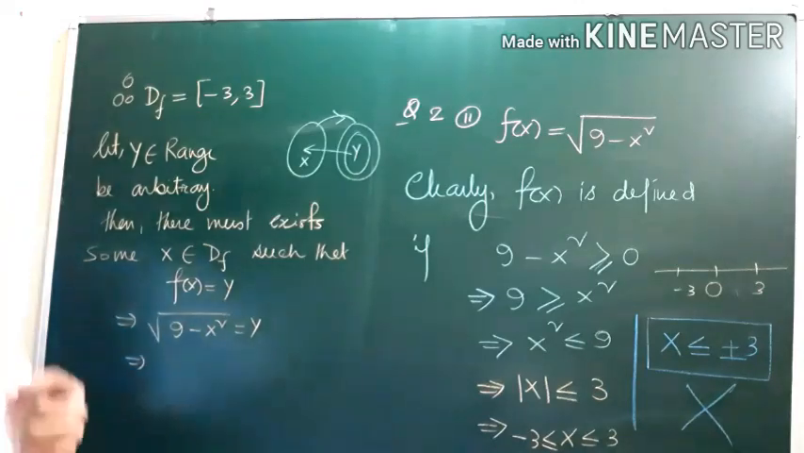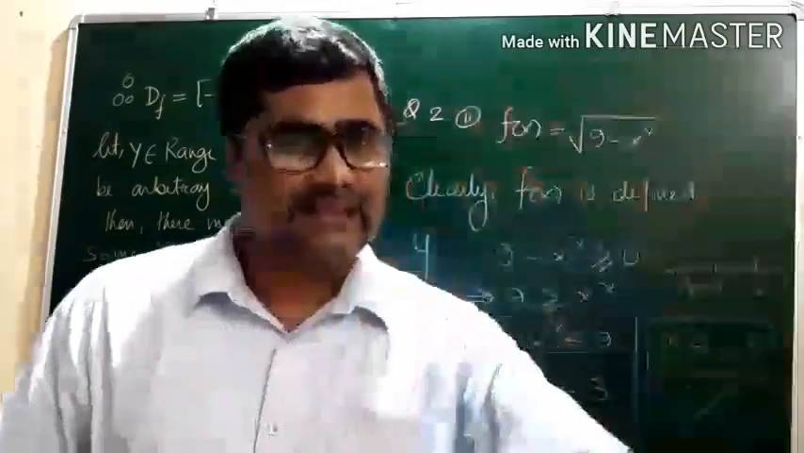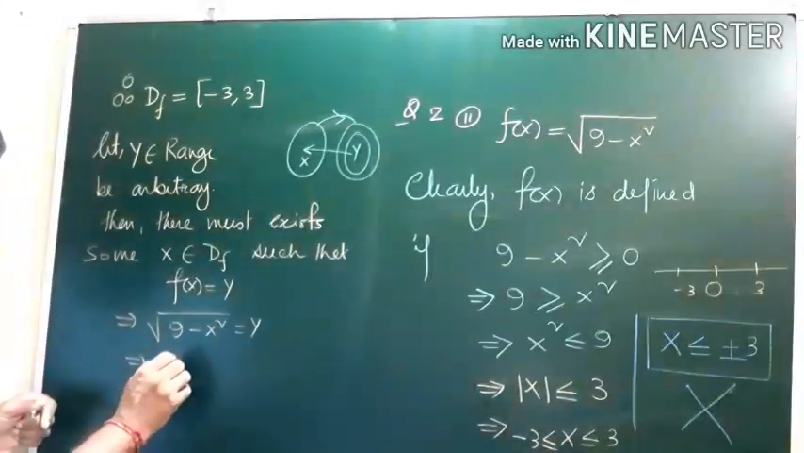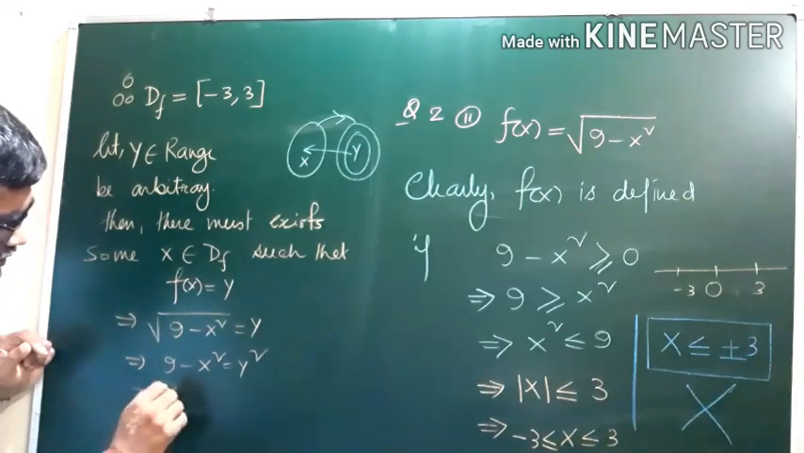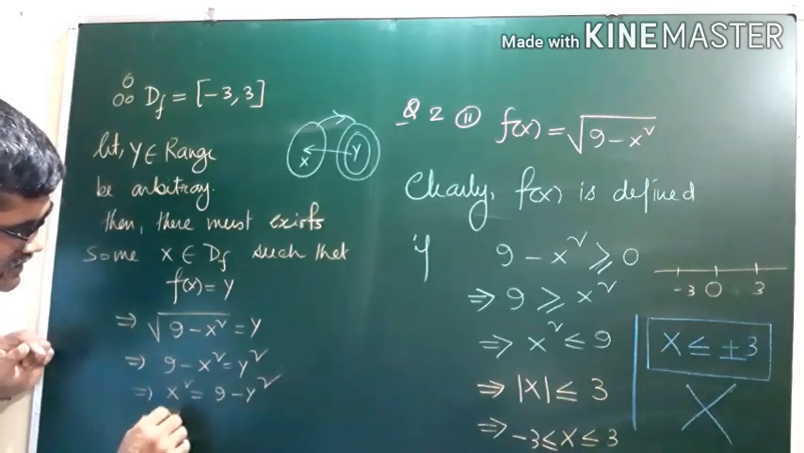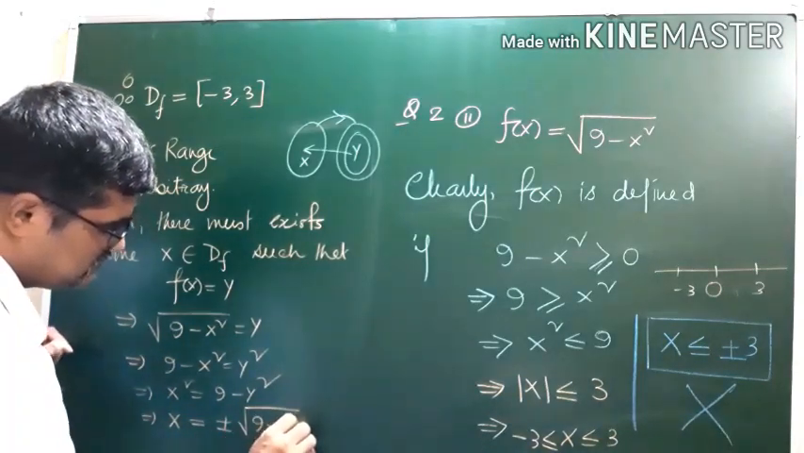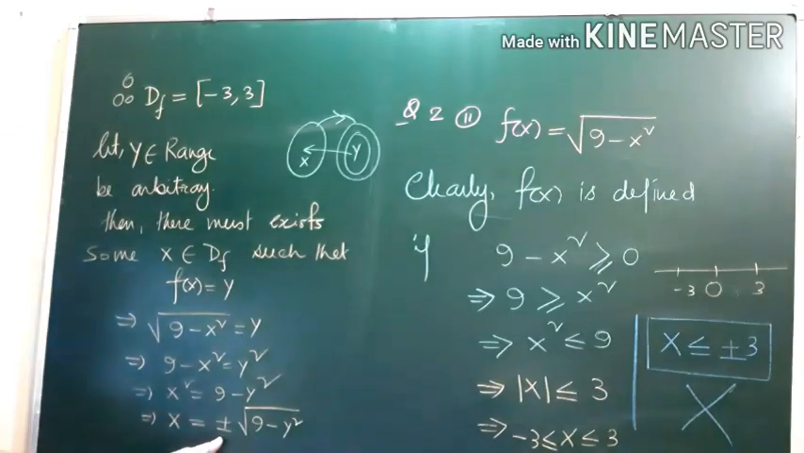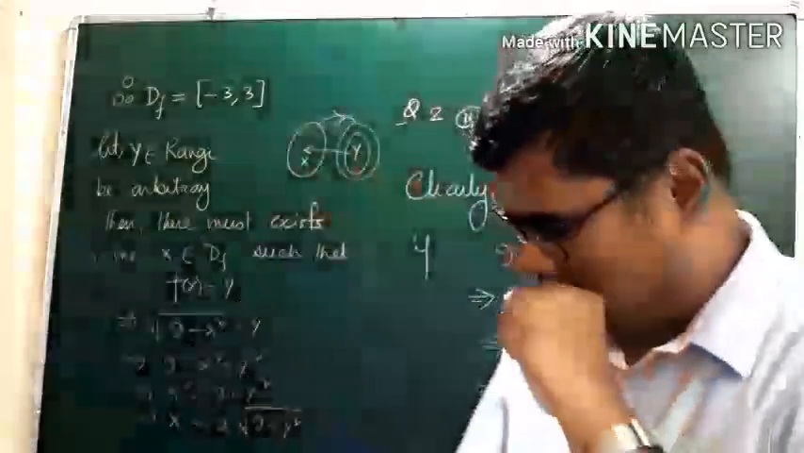Then after that, what was the target? Once you arrive up to this, your target is to express x in terms of y, right? So you take the square, then you find what is x. It is 9 minus y square. Then what is x? 9 minus y square. There will be a plus or minus sign when I take the square root.